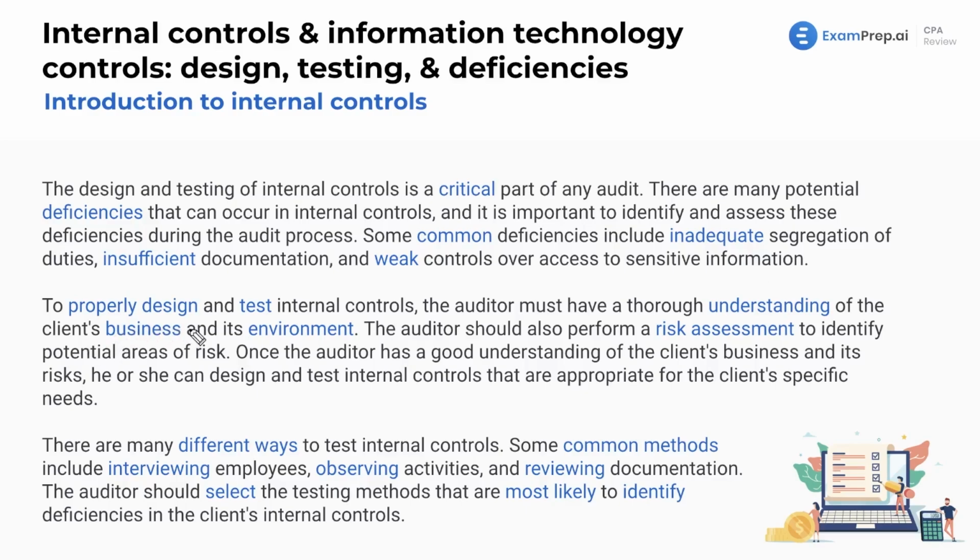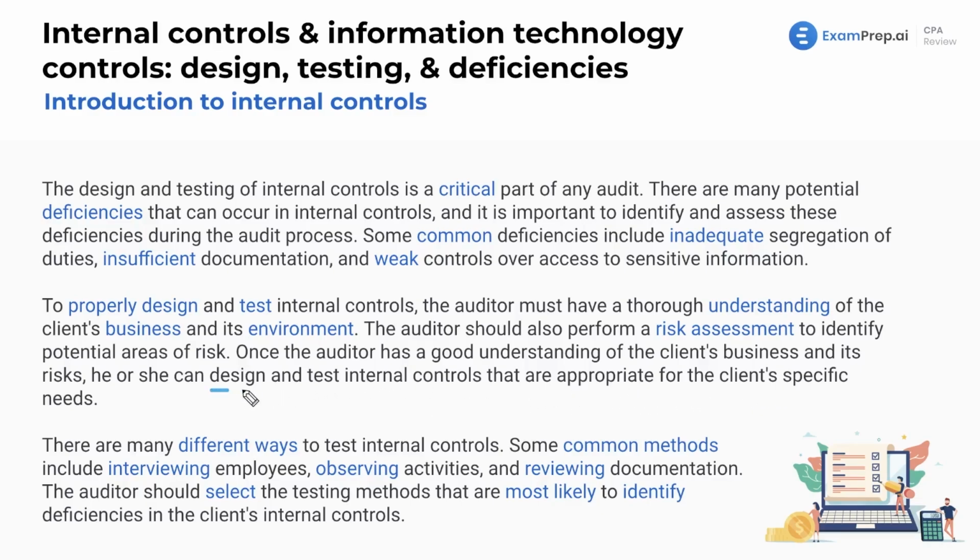Now, to properly design and test internal controls, the auditor must have a thorough understanding of the client's business and its environment. This happens in the planning stage, if you remember. For pretty much every engagement, we need to get an overall understanding of the entity and its environment. The auditor should also perform a risk assessment, which we do in the planning stage, to identify potential areas of risk. And then once the auditor has a good understanding of the client's business and its risk, he or she can design and test internal controls that are appropriate for the client's specific needs.